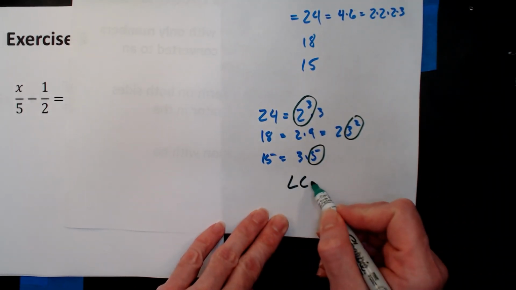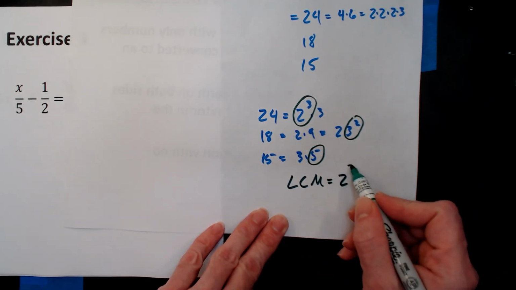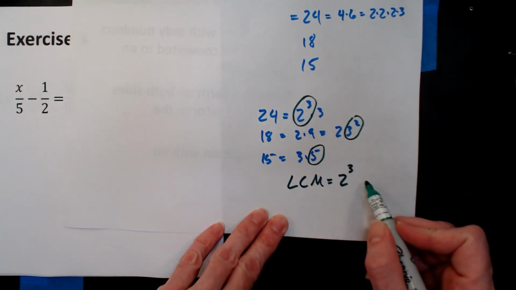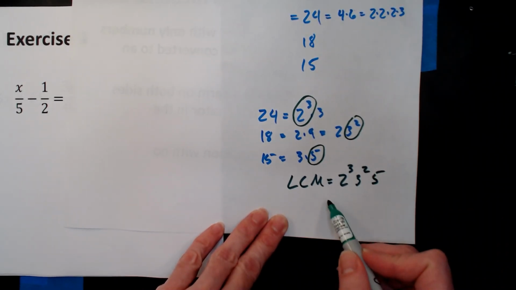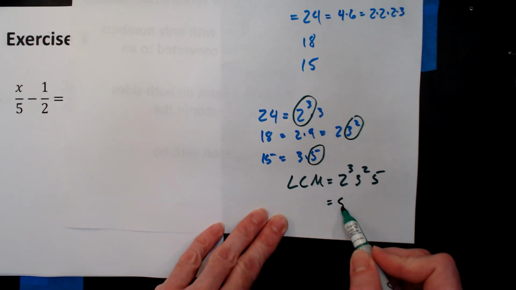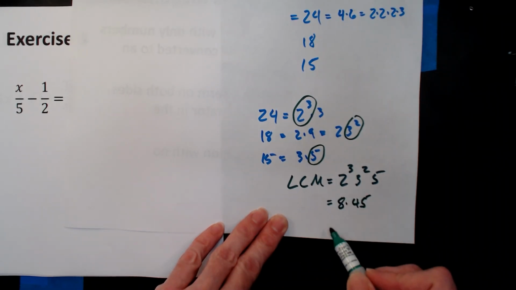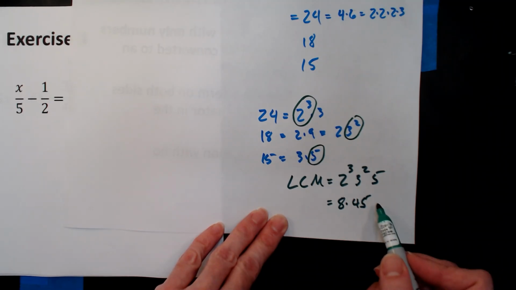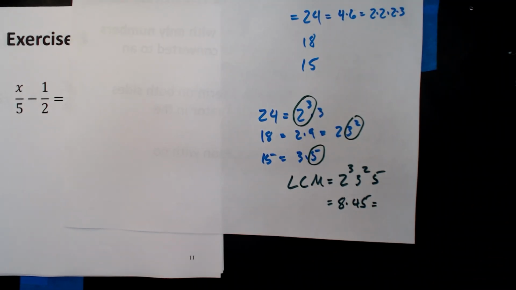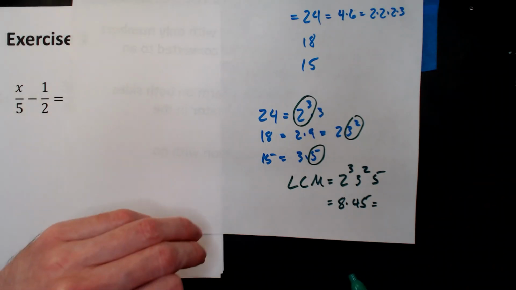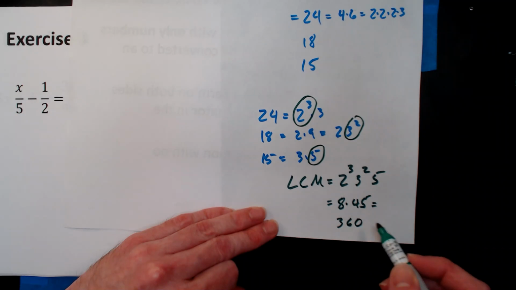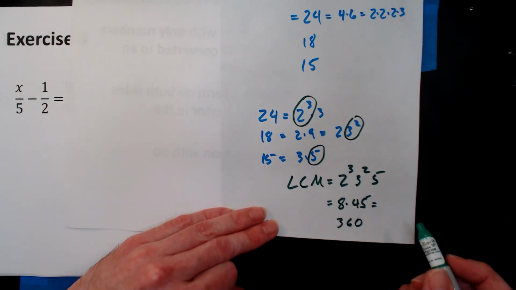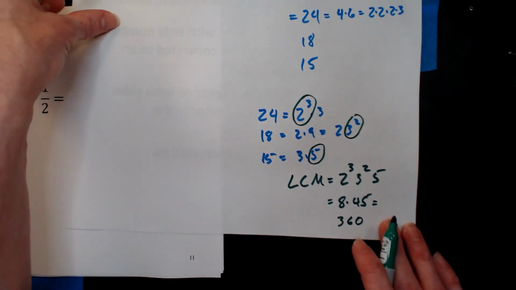So the least common multiple in this case would be, I need at least 2 to the third, 3 squared, and 5. And you can multiply that all out, and that would be 8 times 45, because 9 times 5 is 45. And 8 times 45, whatever that is, that'll be your least common multiple. Can't think of it off the top of my head. I want to say it's 360, is that right? I think that's right. 360, I think.